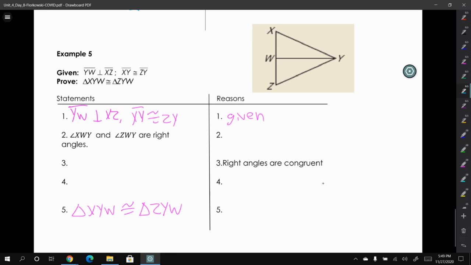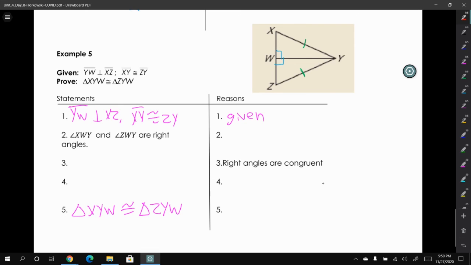If YW is perpendicular to XZ, if those two lines are perpendicular, that means we'll have a right angle here and there. That's what happens when you get perpendicular lines. You have right angles. We also have XY and ZY congruent. So let's mark that, XY and ZY congruent. All right. So we kind of already gave away the reason for number 2.